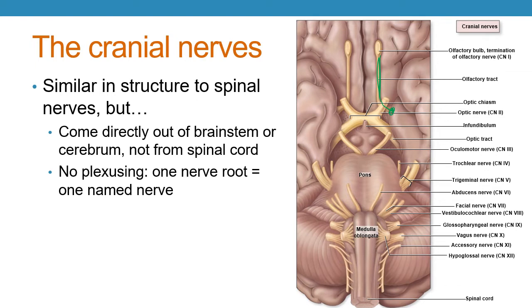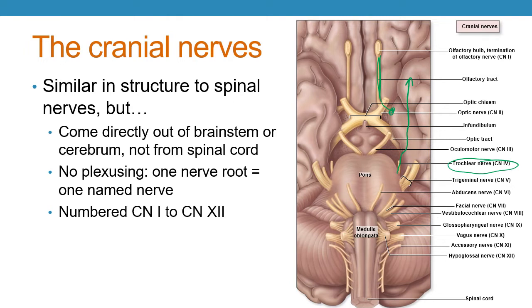There's no plexusing. One nerve root equals one named nerve. So in the spinal nervous system, sometimes roots, say C5, C6, and C7, would mix and match to create the median nerve or the radial nerve. In this case, cranial nerve IV is going to be the trochlear nerve always. Okay, that is just one number equals one name.